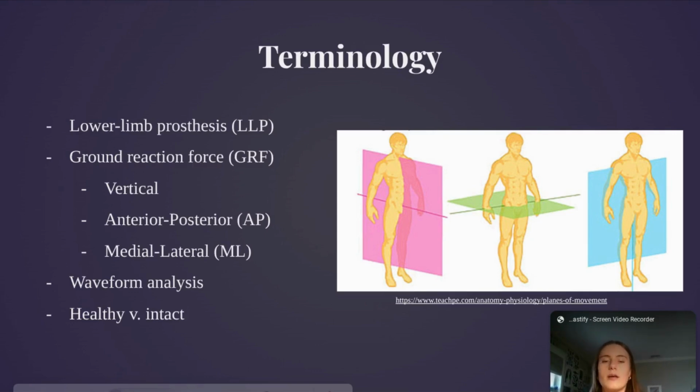And next, an important terminology is healthy versus intact. Healthy is a patient with no complications of any sort, and intact is someone who has 1 remaining limb and 1 prosthetic limb. So someone who's completely healthy has 2 fully intact regular limbs, and someone who we're going to be referring to in this project as intact has 1 completely healthy intact limb and 1 prosthetic limb.